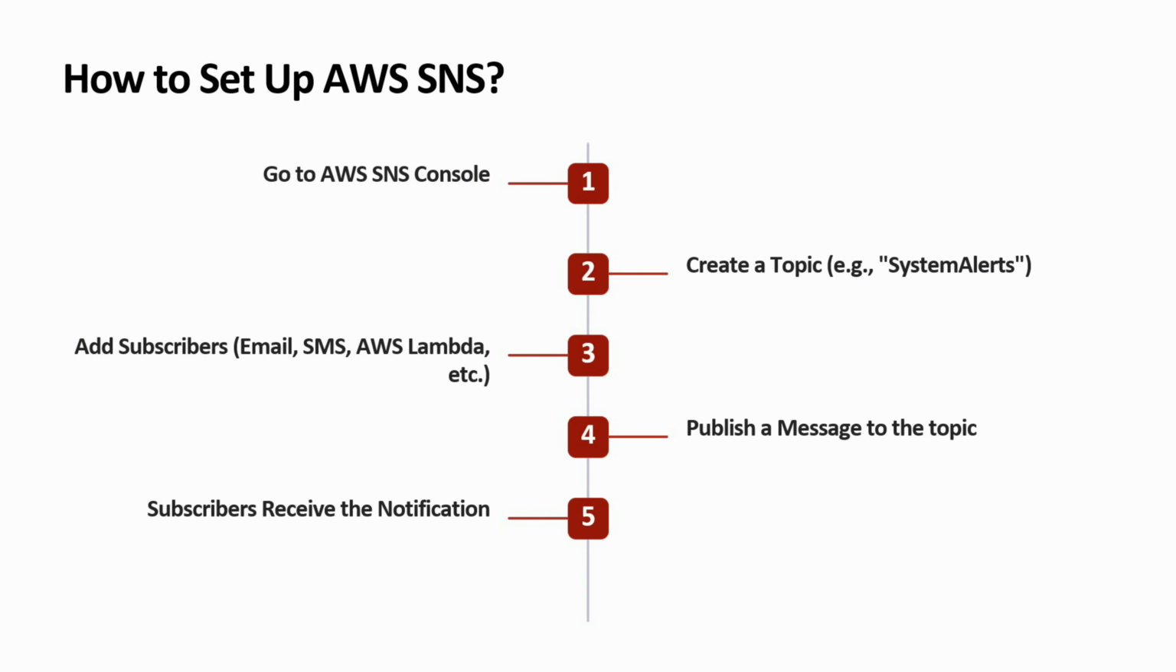How to set up AWS SNS? First, you have to go to the AWS SNS console. Then you have to create a topic. Say the topic name is system alerts. Then add subscribers to the particular topic. The subscribers can be email, SMS, AWS Lambda, etc. Then publish a message to the topic. Then subscribers receive the notification.